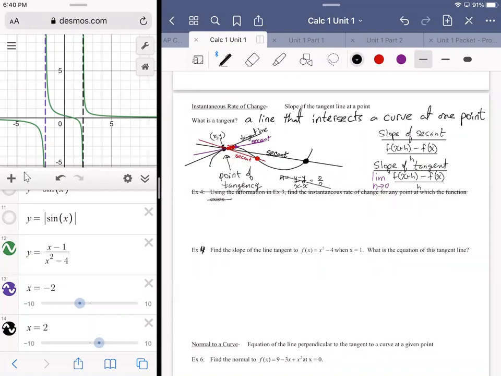Find the slope of the tangent line to f of x equals x squared minus 4 when x is equal to 1, and then what's the equation of the tangent line? So we've got a fair amount of work to do here. First thing I'm going to do is grab my difference quotient, or slope of the secant line, f of x plus h minus f of x all over h.